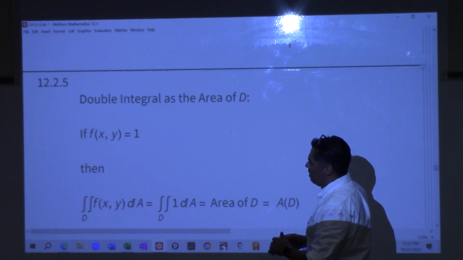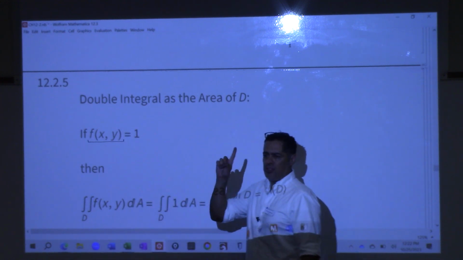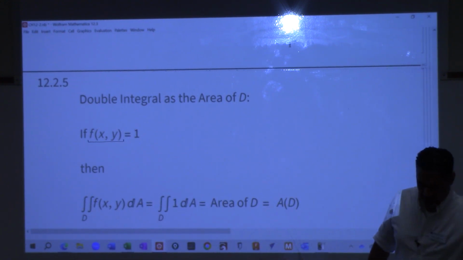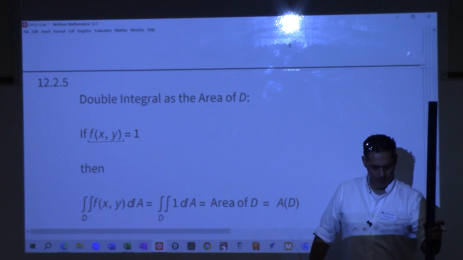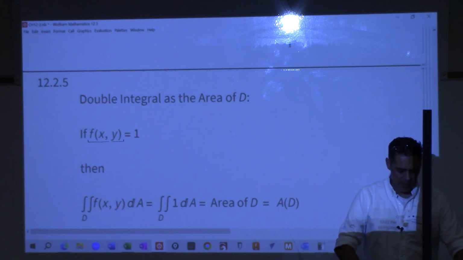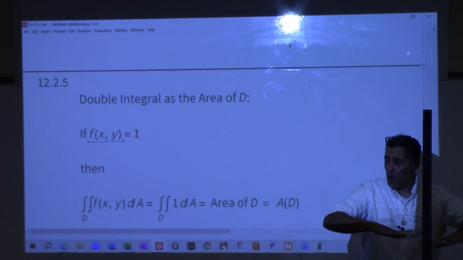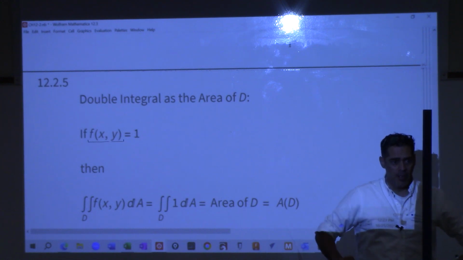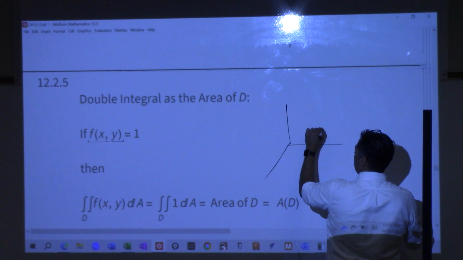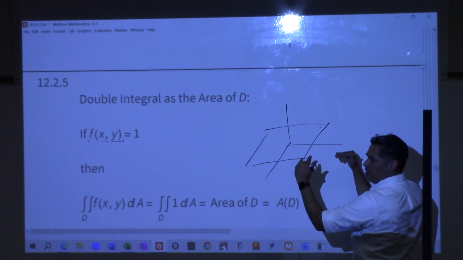Well, what if I tell you that that function f of x, y is the constant 1 function? What does the surface f of x, y equals 1 look like? It's just up 1 in a plane. So now imagine that I had that plane that's up 1 unit, just shifted up 1 unit.